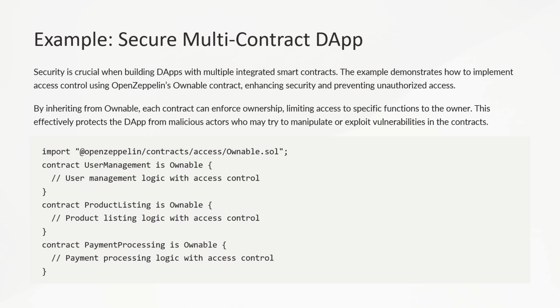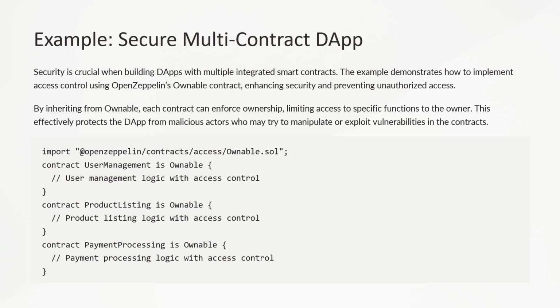The product listing contract handles the logic related to listing products within the marketplace, incorporating access control features. It also inherits the access control functionalities from the Ownable contract, providing ownership and access management mechanisms within the product listing operations. The payment processing contract manages the logic for processing payments within the decentralized marketplace. It inherits access control capabilities from the Ownable contract, ensuring secure and authorized interactions for payment processing.